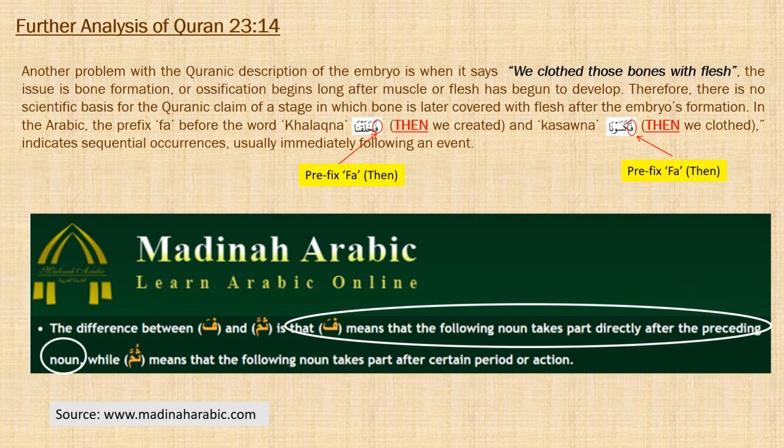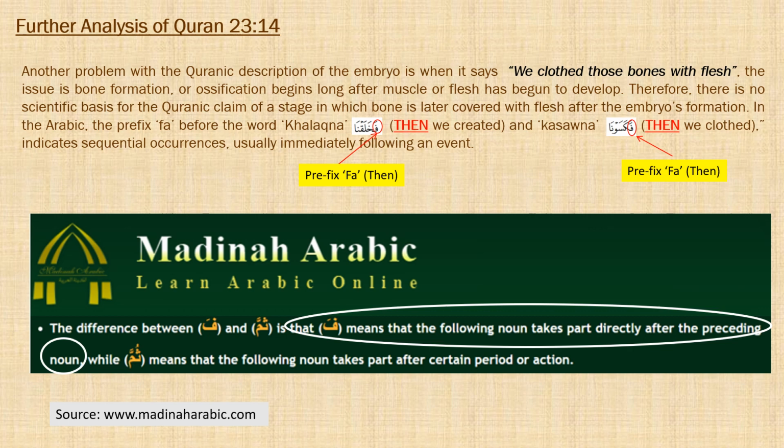Another problem with the Quranic description of the embryo is when it says, "We clothed those bones with flesh." The issue is bone formation or ossification begins long after muscle or flesh has begun to develop. Therefore, there is no scientific basis for the Quranic claim of a stage in which bone is later covered with flesh after the embryo's formation.